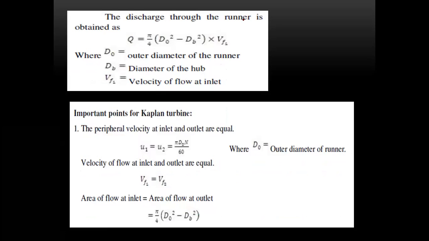The discharge through the runner is obtained as Q is equal to pi by 4 into (D naught square minus Db square) into Vf2. Therefore, D naught value is known, Db is known, Vf2 is known.